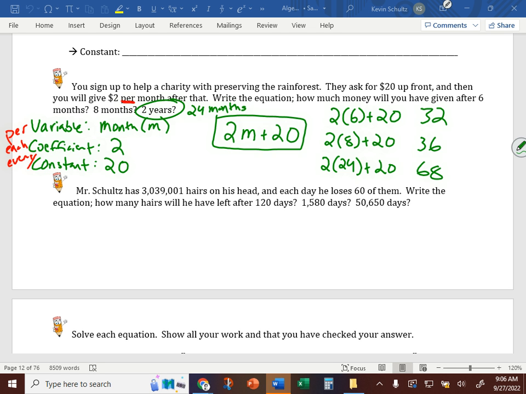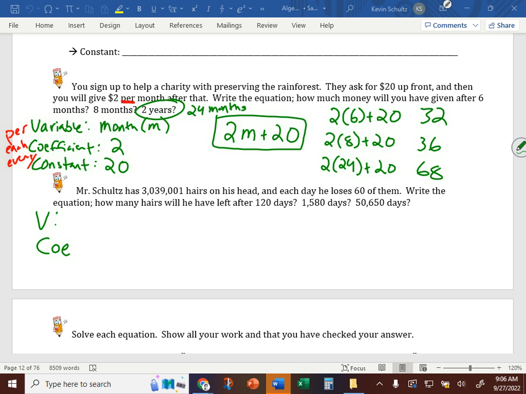Mr. Schultz has 3,039,001 hairs on his head, and each day he loses 60 of them. Write the equation. How many hairs will he have left after 120 days, 1,580 days, and 50,650 days?